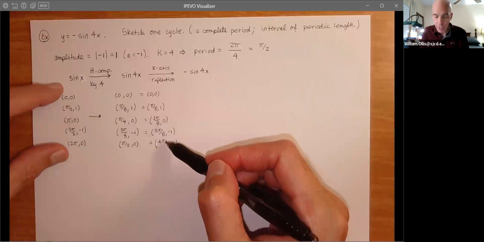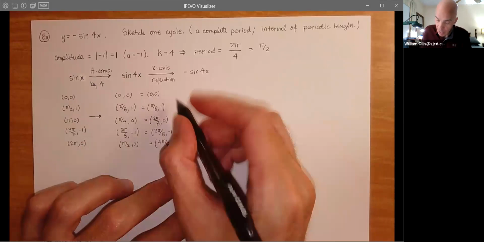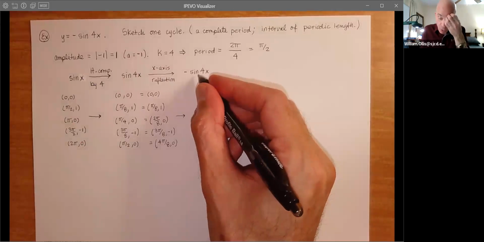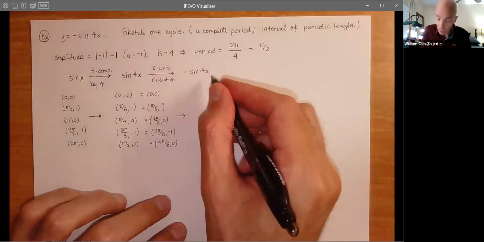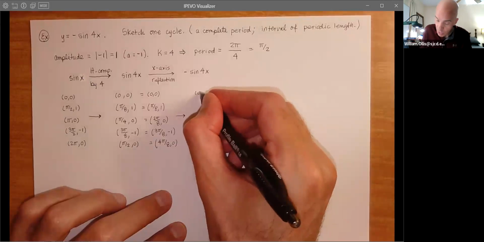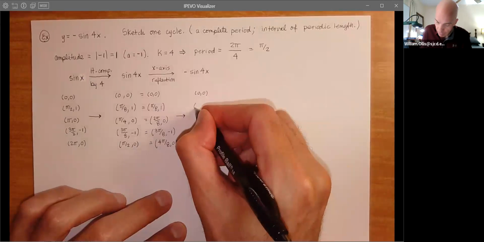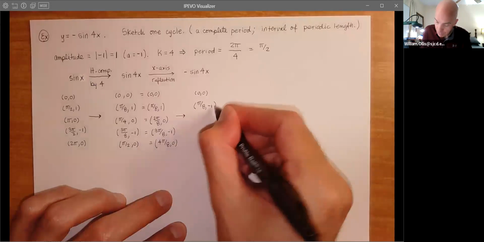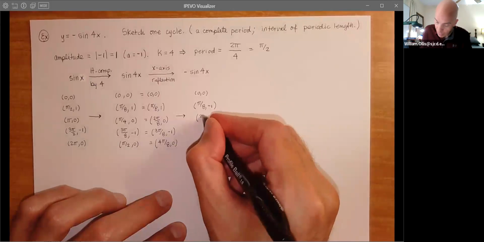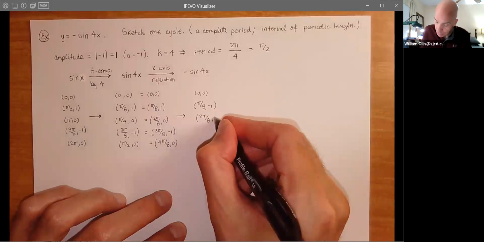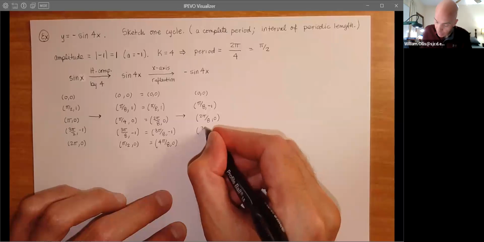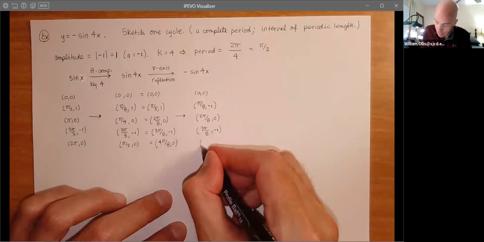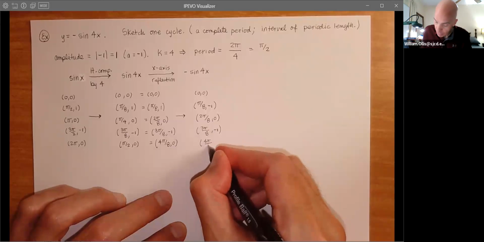So we take these points and we transform them to this. And then lastly, we do the x-axis reflection, which is we multiply all of the y coordinates by -1. So we get 0, 0, pi over 8, -1, 2 pi over 8, 0, 3 pi over 8, -1, and then 4 pi over 8, 0.